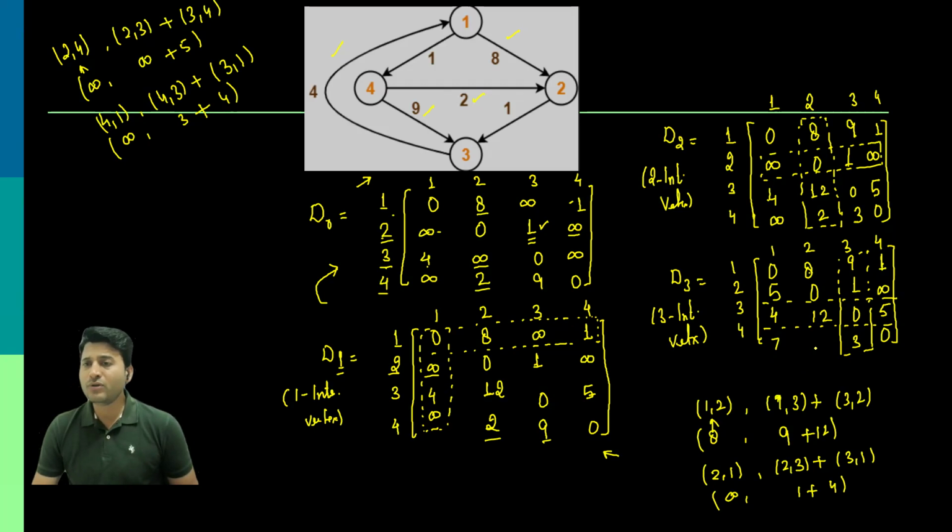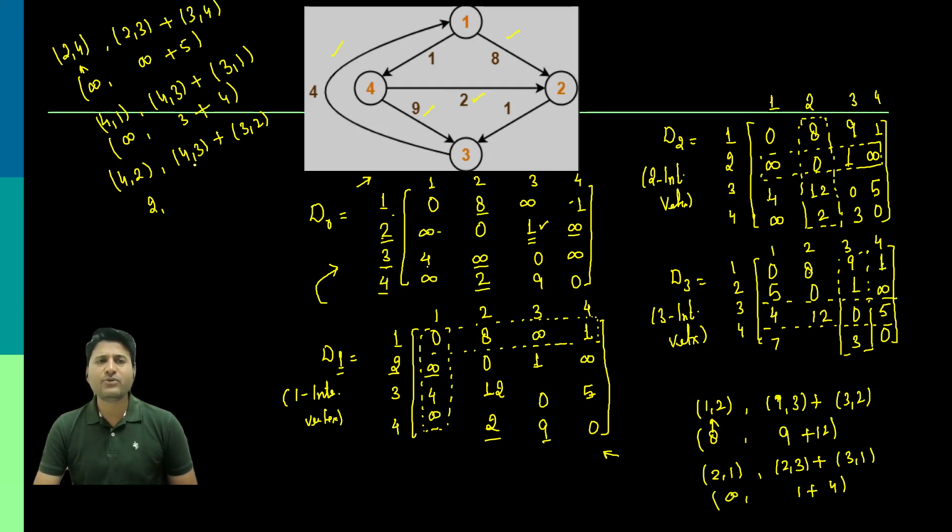Now 4 to 2. We are supposed to find 4 to 2, making 3 an internal vertex. This is how it should be written. What is 4 to 2? It is given as 2. What is 4 to 3? It is given as 3. What is 3 to 2? Given as 12. So the minimum of 2 and 15 comes out as 2. So this is our third distance matrix.